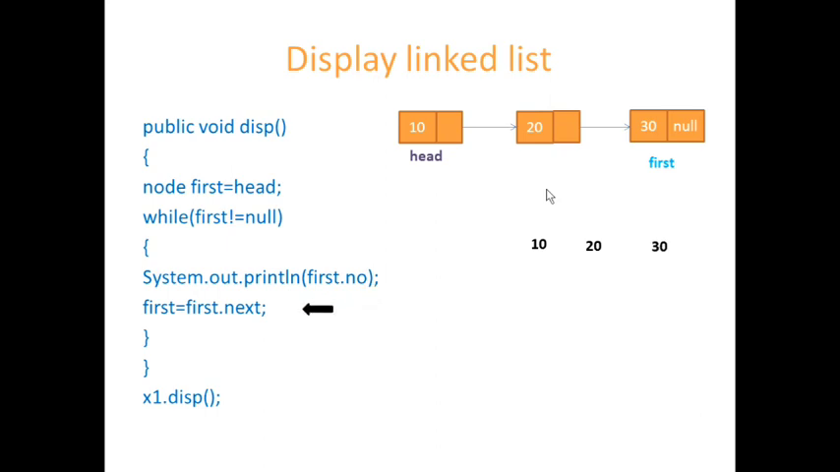Now the crucial point here is first.next. First points to the third node, and first.next is the next portion, which is null here. That means first.next is null, so first will automatically become null. Now we can see that first takes the value null. So first is equal to null, and since the loop condition is false, it will terminate. So that's about linked list.